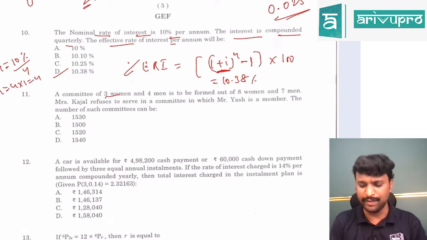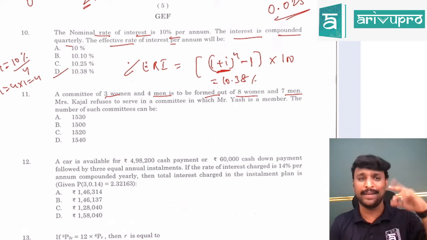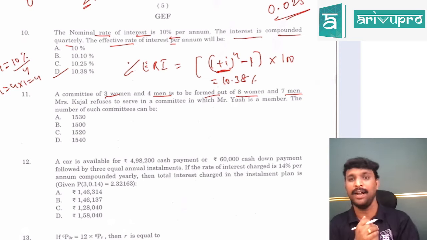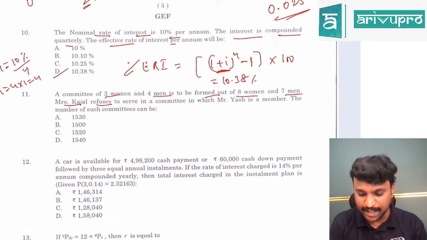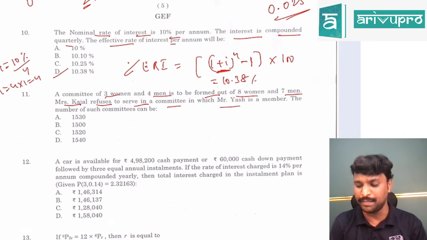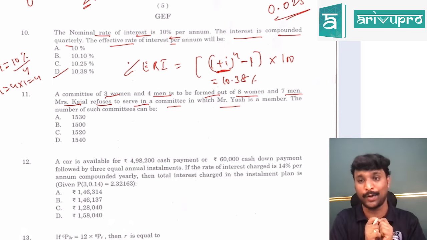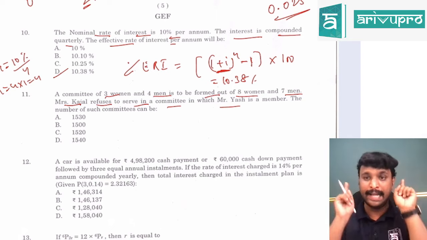A committee of 3 women and 4 men is to be formed out of 8 women and 7 men, but they have said Mrs. X and Mr. Y. Instead of that, they have given Kajal and Mr. H. So Mrs. Kajal refuses to serve in a committee in which Mr. H is a member. That means they won't work in the same committee together. Yes or no?